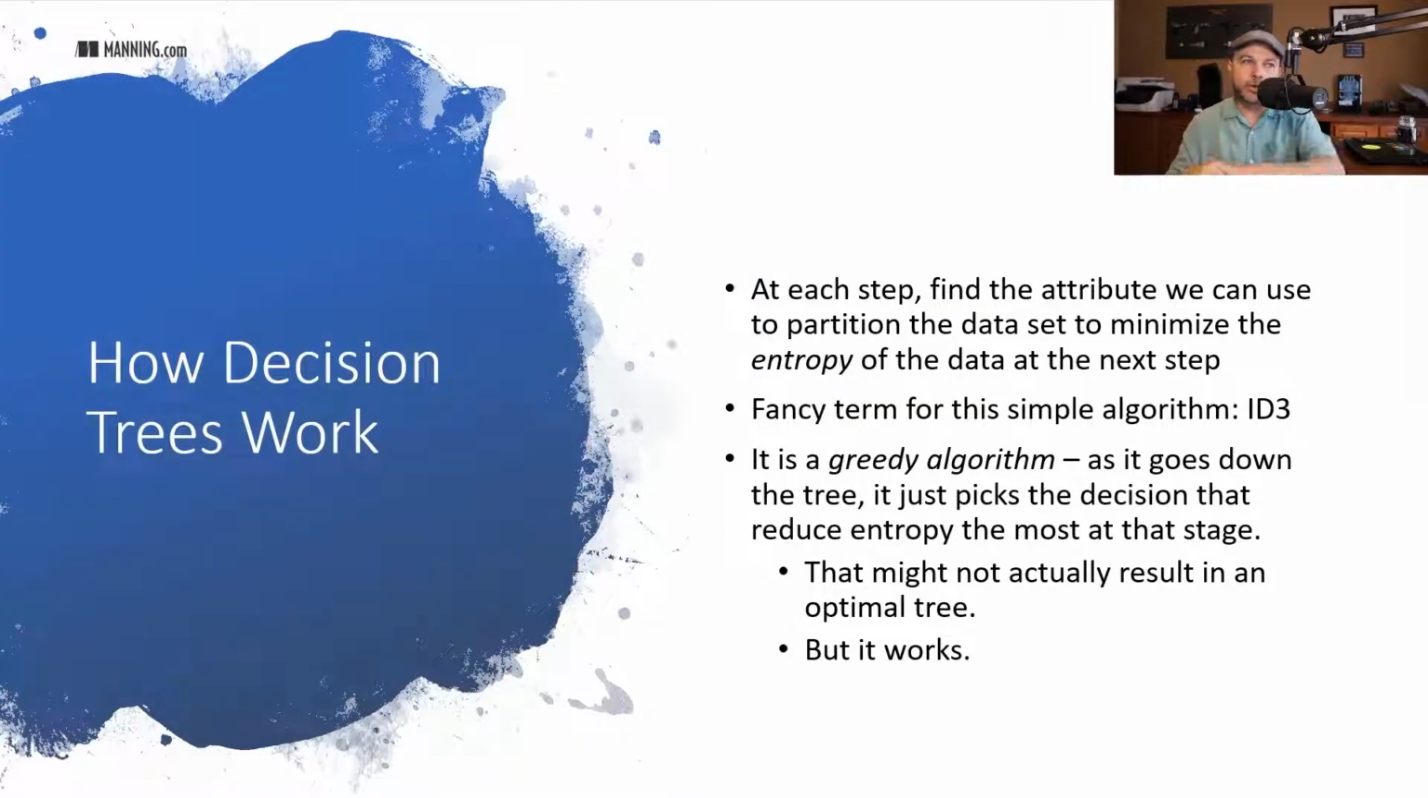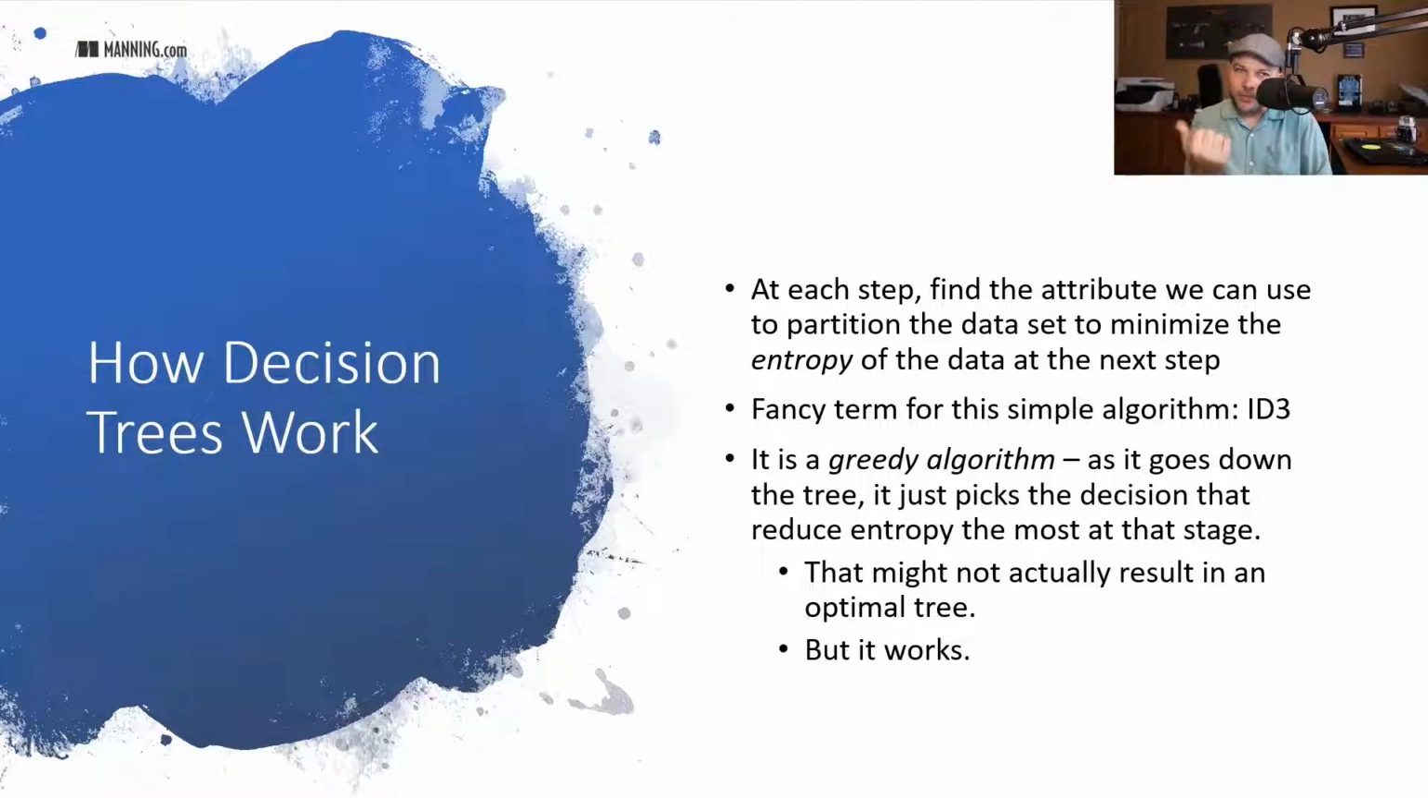How does it work? Let's go into a little bit more detail on that. At each step while we're training the decision tree, we find the attributes that we can use to partition the data set to minimize the entropy of the data at the next step. Entropy is basically a measure of disorder. It gets down to how uncertain am I about the result at that point in the tree. There's a fancy term for that algorithm. It's called ID3. It's what's called a greedy algorithm.